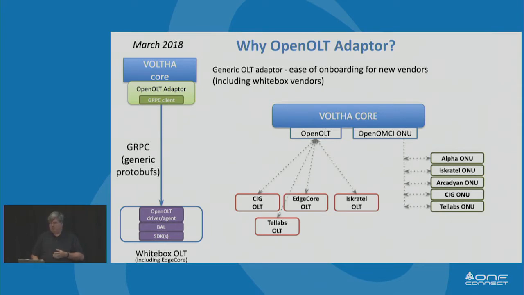And we have several different people who have been working with OpenOLT. So down here we can see there are a variety of OLT manufacturers. There's CIG, EdgeCore, Iskratel, Tellabs, all working with OpenOLT. And we also have an OpenOMCI specification, and we have multiple vendors working with OpenOMCI on their ONUs over here. So for example, we have Alpha, Iskratel, Arcadian, CIG, Tellabs, and we're always interested in bringing more people in on these OpenOLT and OpenOMCI.